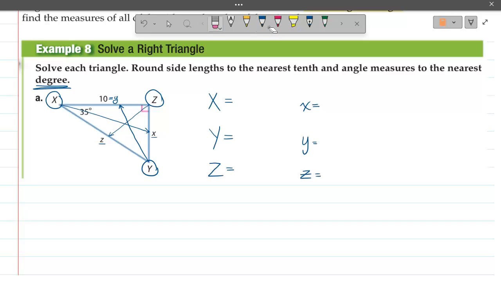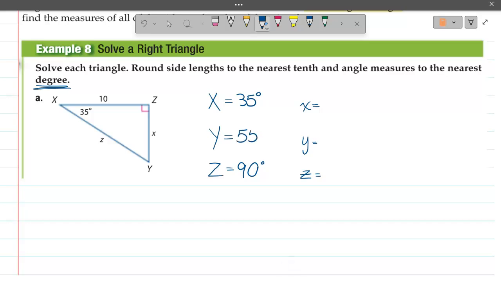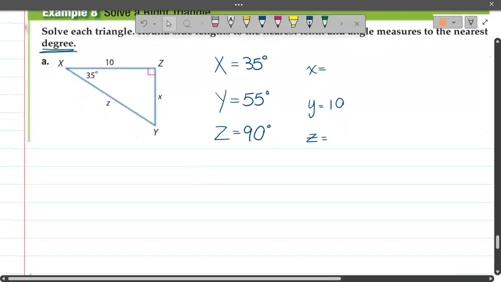So first off, we should really start by labeling everything that we know. We know that angle X is 35 degrees. We know that angle Z is 90 degrees. We know that three angles of a triangle add up to 180. So if I take away 90, I'm left with 90. If I take away 35, I'm left with 55. So we're halfway there. We also know that little y is 10. So all that's left is to find little x and little z.